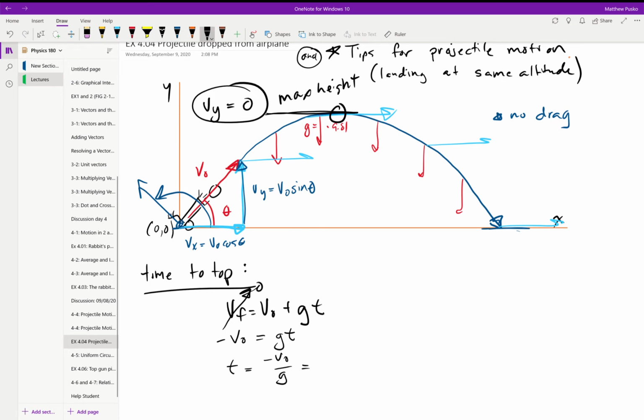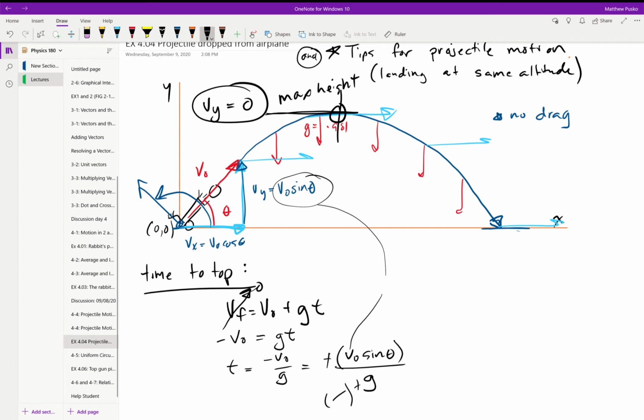And when we plug in this y component right here, we get negative V0 sine theta over g. And when you put in the minus sign for g, it all works out. The minus signs will end up canceling. So that's how long it takes to get to the top right there. Then it's going to turn around and come back the other direction in the y direction.